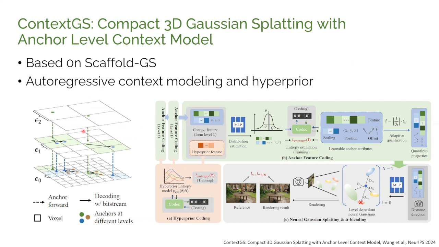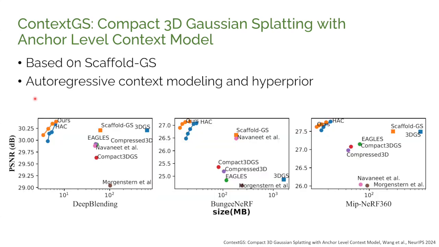This is another work, ContextGS. As the name suggests, it's also about modeling context. Based on the previous work, it also uses Scaffold-GS, and it uses a more advanced version of context modeling. In this case, they use auto-regressive context modeling, and they also leverage some hyperprior techniques that have been developed in the image and video compression community. Here is their performance, which outperformed the previous work.